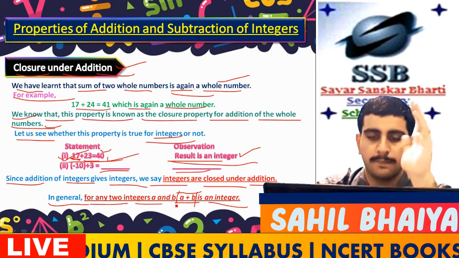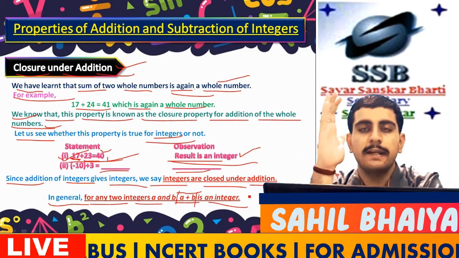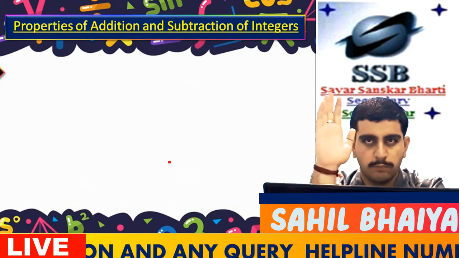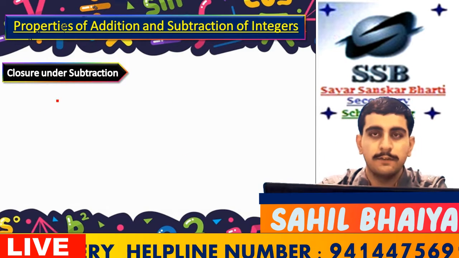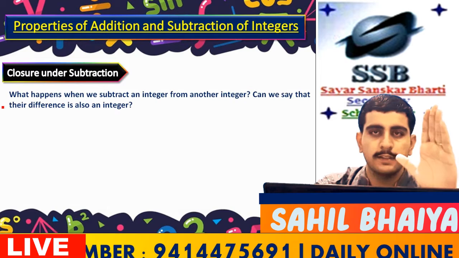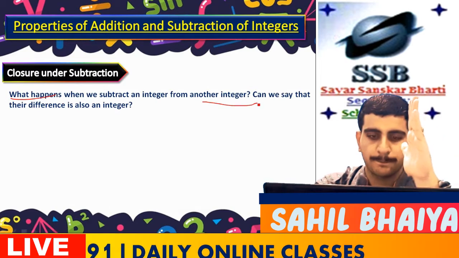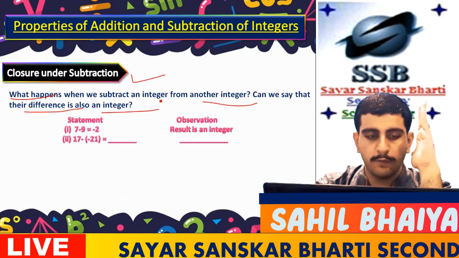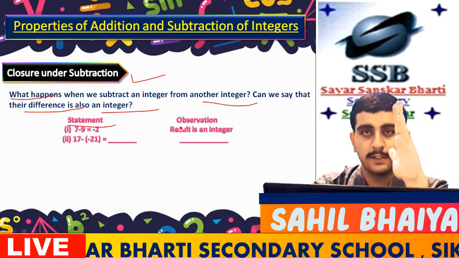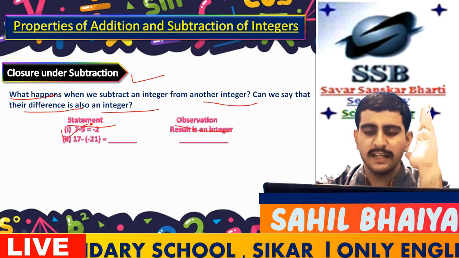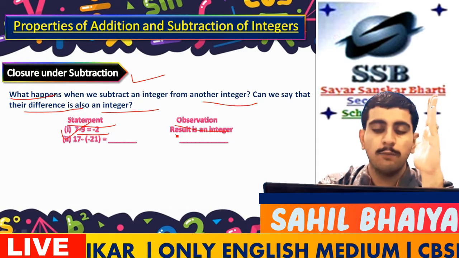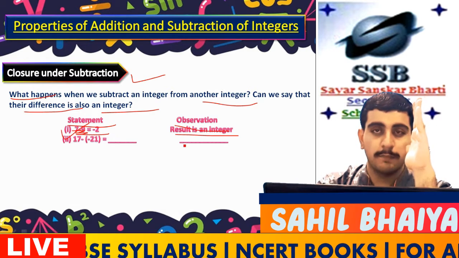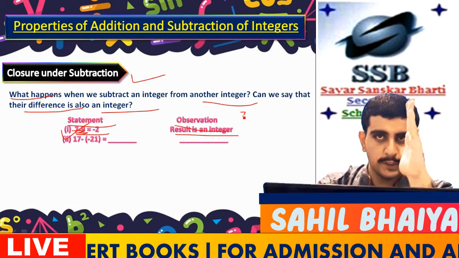Now, closure under subtraction. What happens when we subtract an integer from another integer? Can we say that the difference is also an integer? First we checked for addition, and we observed that yes, integers are closed under addition. Now we have to check, are integers closed under subtraction, yes or no. Let's check it through the observation that 7 minus 9 equal to minus 2. 7 is an integer, 9 is also an integer. Then is minus 2 an integer or not?